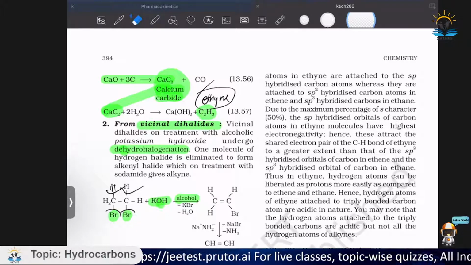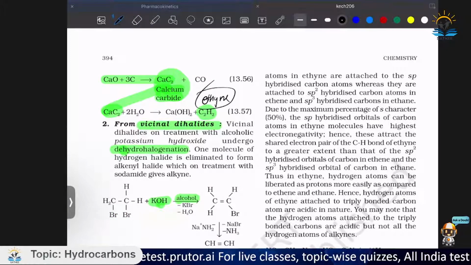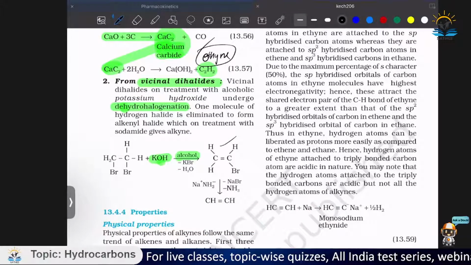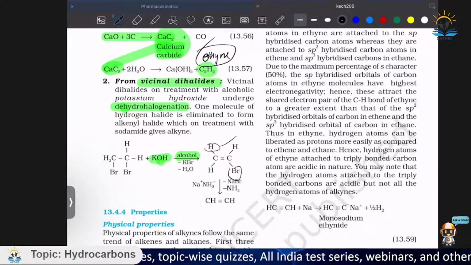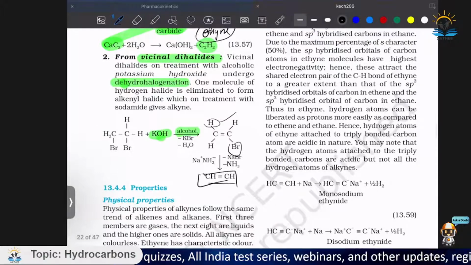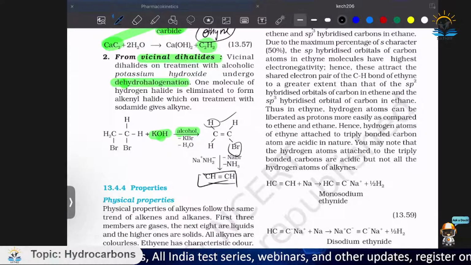Now you have to introduce a triple bond in between. See, this is the first step. You remove one halogen and one hydrogen. Then you remove another halogen and hydrogen, and you create an alkyne. So only these two examples are there, nothing much you have to remember.